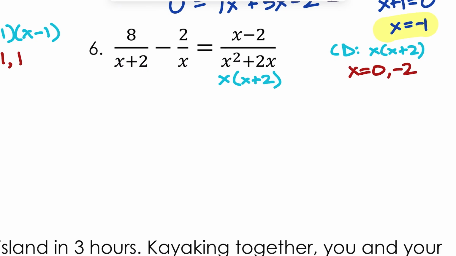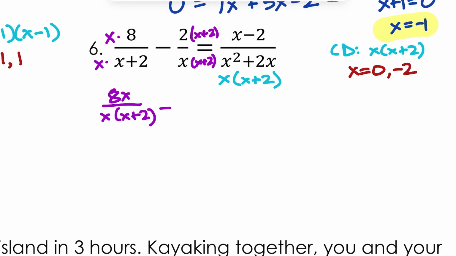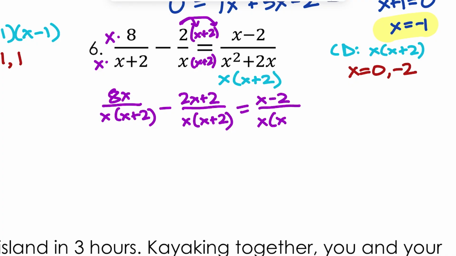Give each of these fractions what it needs to get to the common denominator. So the first fraction needs an x. The second fraction needs the x plus 2. And the last fraction has both parts, so we don't need to give it anything. Okay, so we have 8x over x and x plus 2 minus, and I am going to distribute this 2 here, 2x plus 2 over the common denominator, and then equals the x minus 2 over the common denominator.